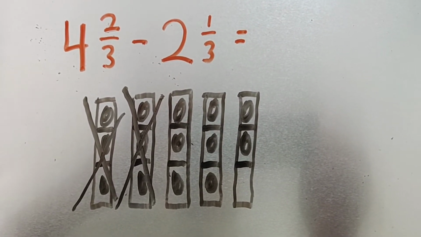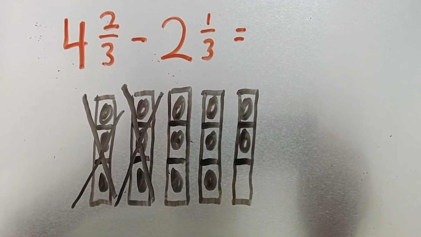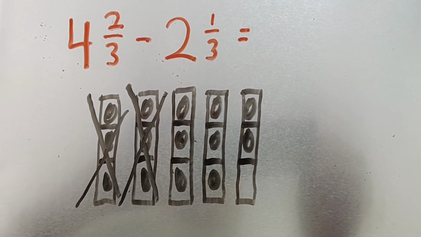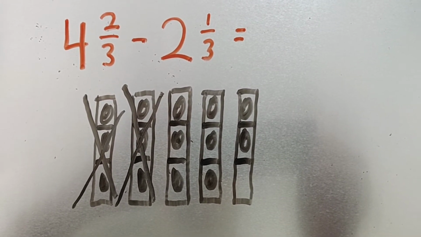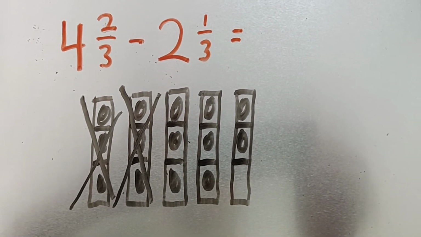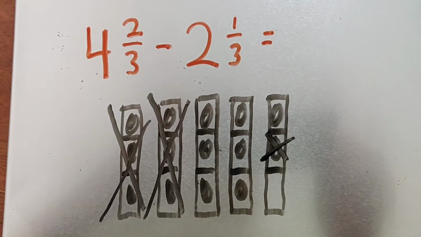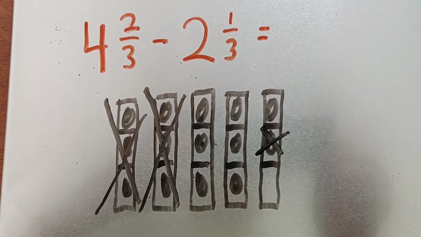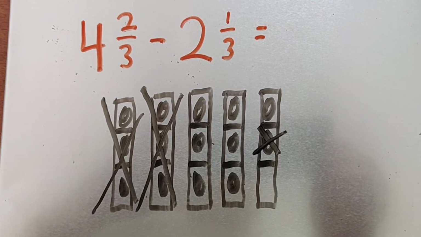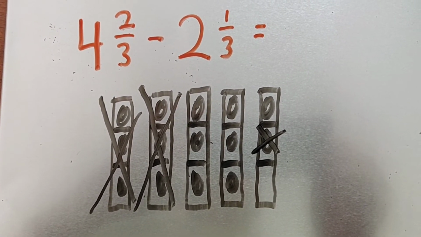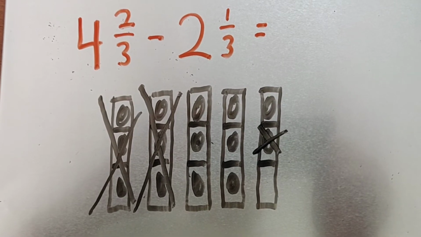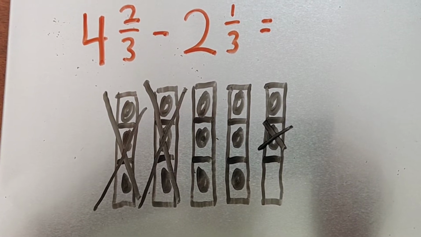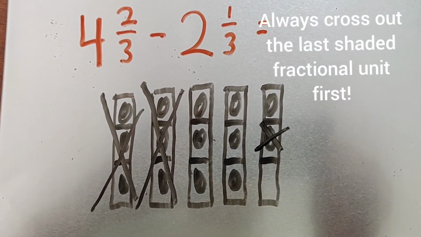But now we have to take away another 1/3. And what I don't want you to do is cross out a 1/3 right next to the 2 wholes that you crossed out. I want you to cross out any fractional parts starting from the right-hand side like this, taking away 1/3. So again, we started with 4 2/3. We subtracted 2 1/3. We crossed out the 2 wholes on the left. And then for the 2 1/3, we already took care of the 2 wholes on the left. We have that 1/3 to cross out, and we did it from the right, starting with the first fractional unit on the right.